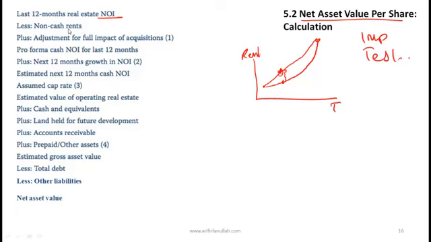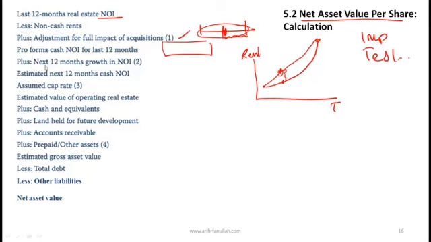So we remove the non-cash rent. Next, we make an adjustment for full impact of acquisitions. So if during a given year acquisitions are made midway through the year, then our rental income will only be the rental income for half the year. Since we want to estimate the full year's income, because this property that was acquired here now will be available to us in the future, we make an adjustment so that the full impact of the acquisition is realized. After these two adjustments, we have the pro forma cash net operating income for 12 months.